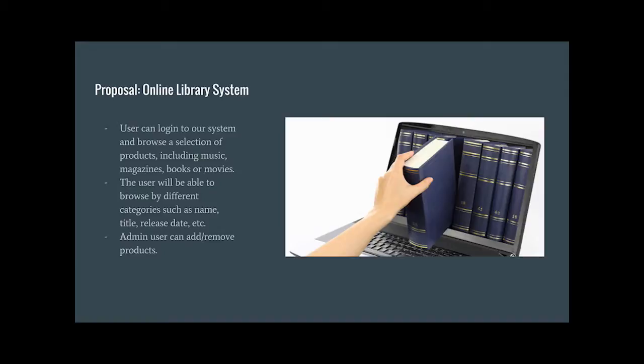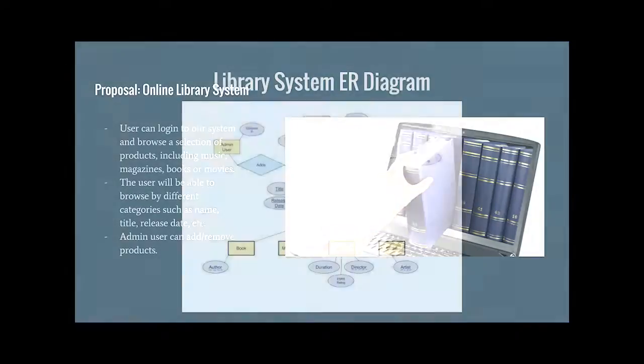And as can be seen in the ER diagram, there's that participation constraint between an item and a book, magazine, movie, or music, and they all share certain attributes. And because of that, we want the flow of the application to behave similarly whether the user is renting any one of those types of items.